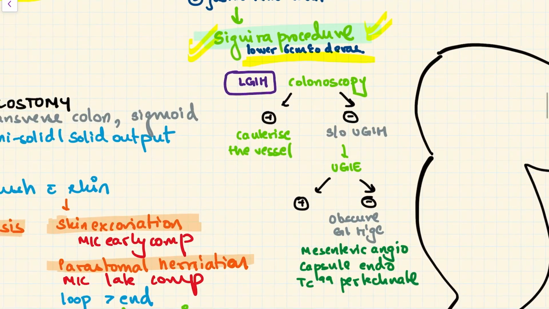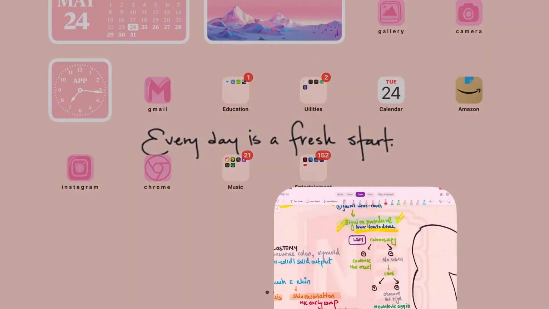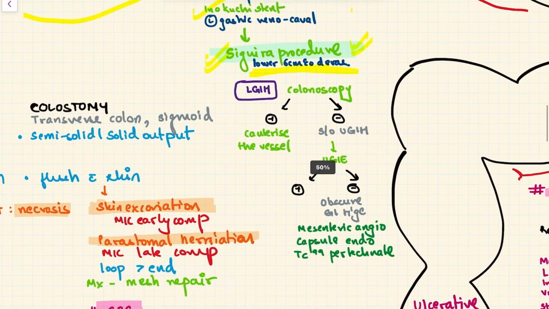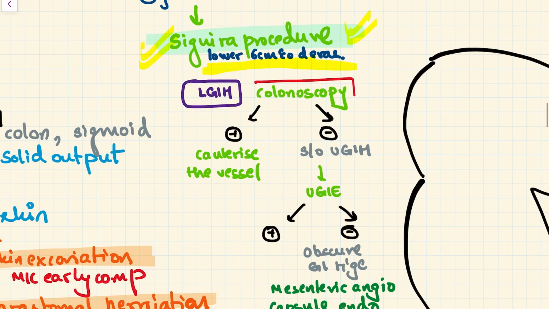Now in lower GI hemorrhage, if they ask, the investigation would be a colonoscopy. If colonoscopy is positive, then the vessel is cauterized. If it is negative, then it is suggestive of an upper GI hemorrhage. And again, the next investigation would be an upper GI endoscopy, right?